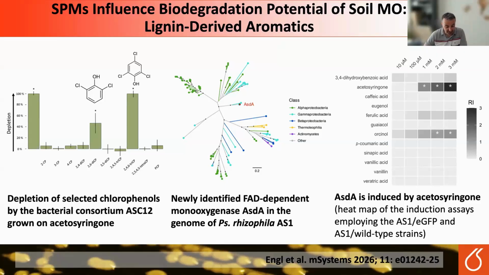We also looked at how this newly identified FAD-dependent monooxygenase is induced by several secondary plant metabolites. So you can see that among the compounds tested, we saw that the transcription of the gene that encodes for this monooxygenase is stimulated by the presence of acetosyringone and also orcinol. All of the other compounds were not significantly different from the zero transcription, or let's say the transcription without any possible inducer.